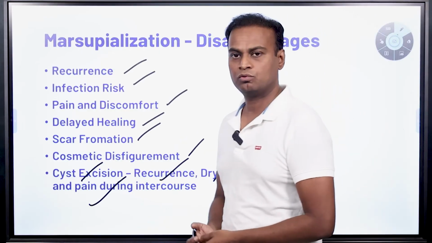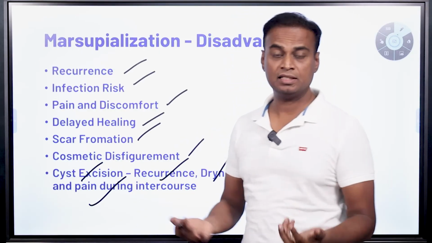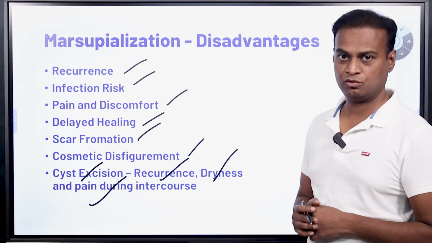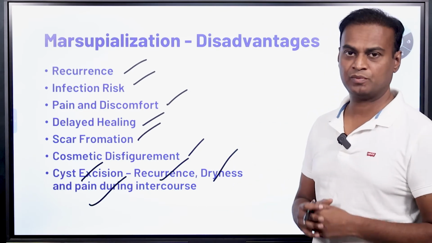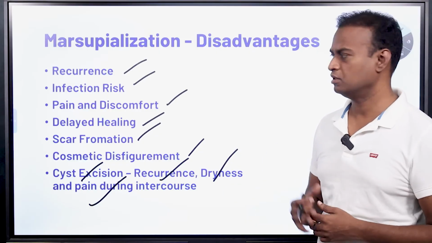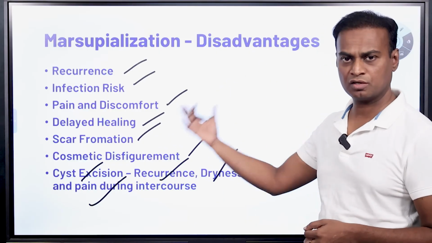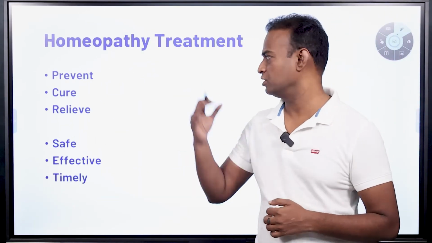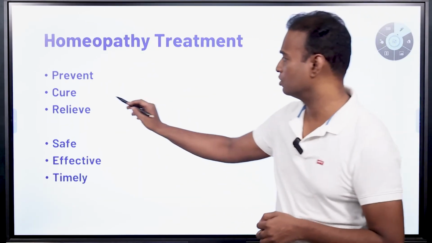So do you want to have all this, or is there anything that can be done to come out of this? There is a very good thing in homeopathy. We use constitutional treatment or local treatment with homeopathy. There are a lot of advantages. What advantages we have, we will check in the next slide, and how homeopathy can help you in this regard. First one is cure.